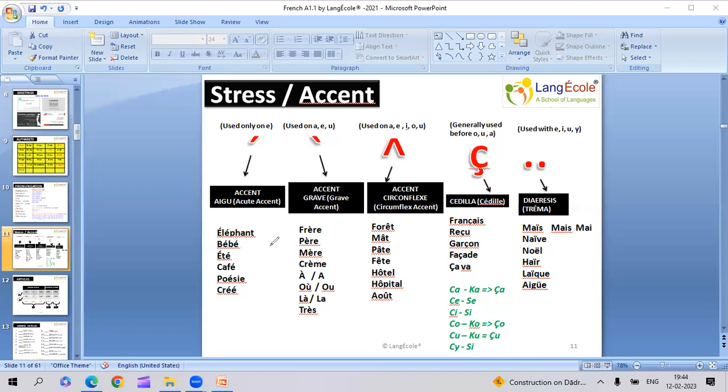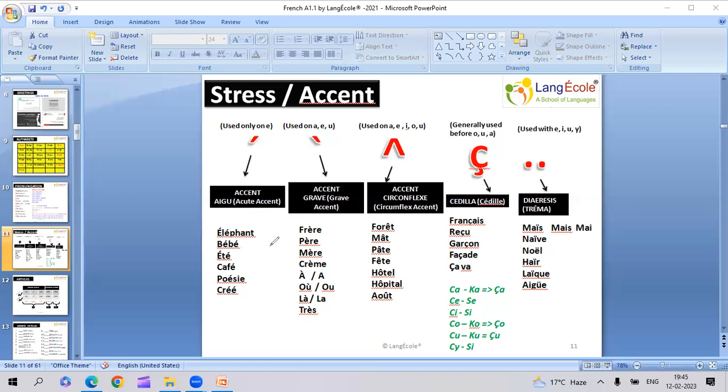And très is three? No. Très means very. What is number three then? Trois. Trois. Okay, I got très. The trois.